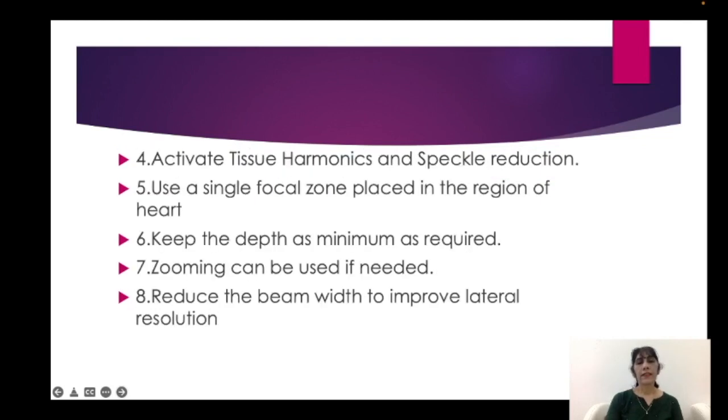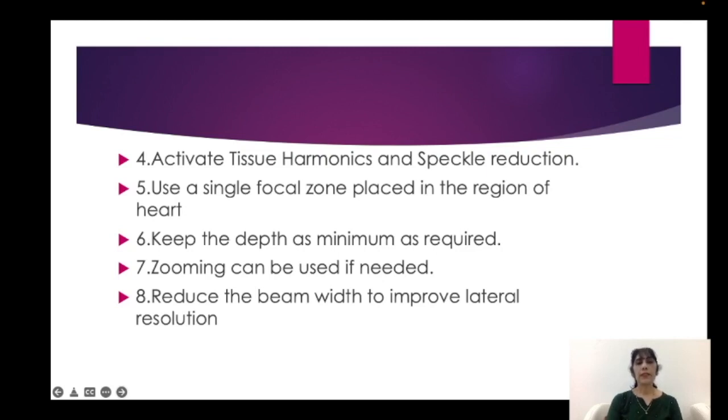Then it says activate tissue harmonics and speckle reduction. Now these two knobs are there in the machine. You must all be knowing, because it is known to people who know Doppler, what is tissue harmonics and what is speckle reduction. Practically what it will do is reduce the noise in the picture. So the picture will become clearer. Sometimes when you are scanning, you see those dotted areas. Those are all reduced by activating the tissue harmonics and the speckle reduction imaging knobs.